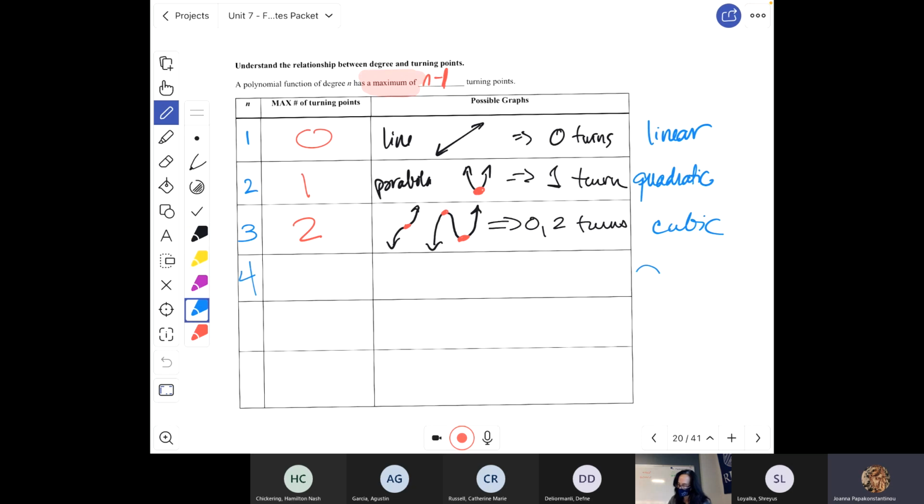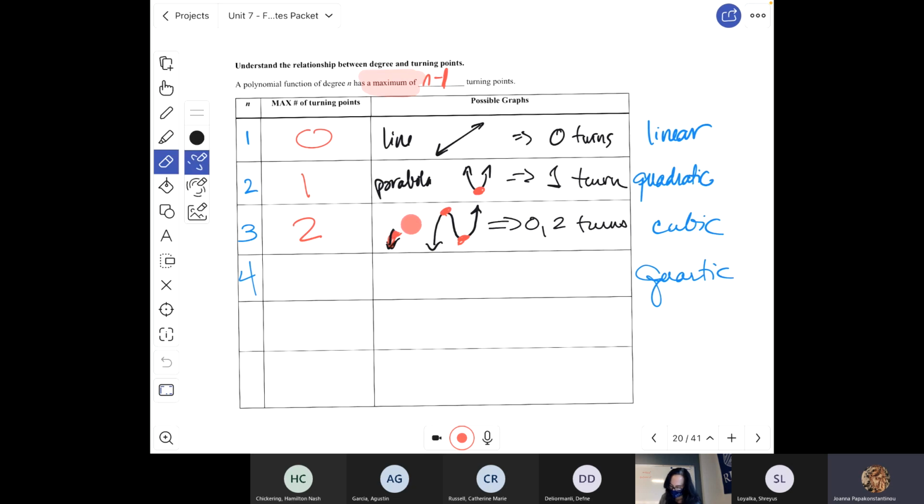What if it's degree 4? It's quartic. Maximum number of turning points is? Would that be 1 or 2, right? No. This is 0 turns. It's still going in the same direction. This is 2 turns. Sorry, I shouldn't have done that. Do you see why that's 0 or 2?